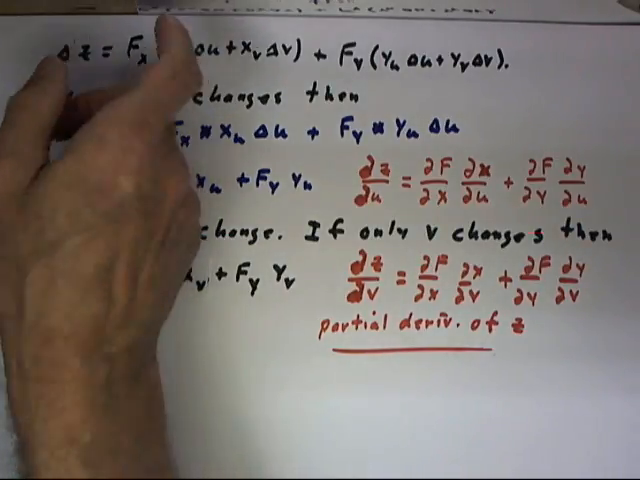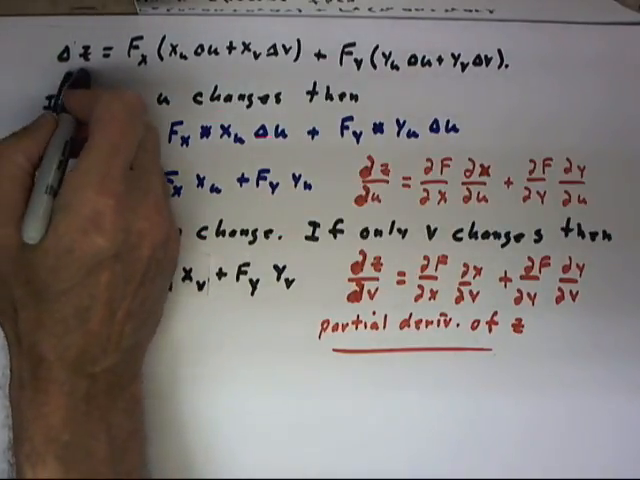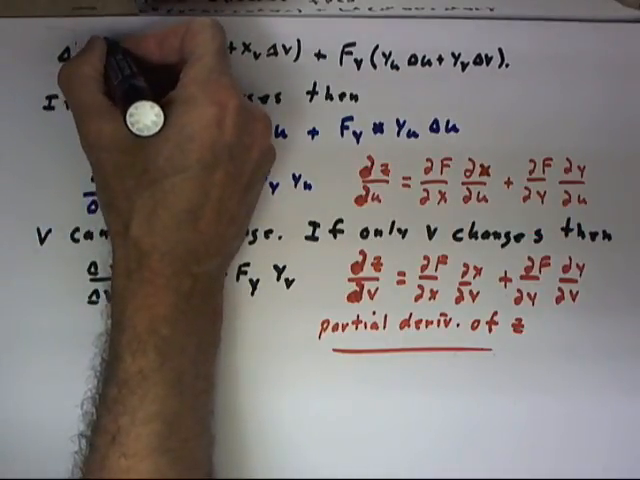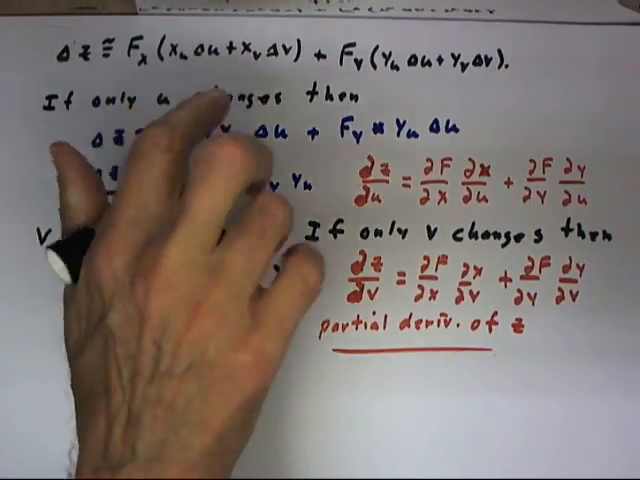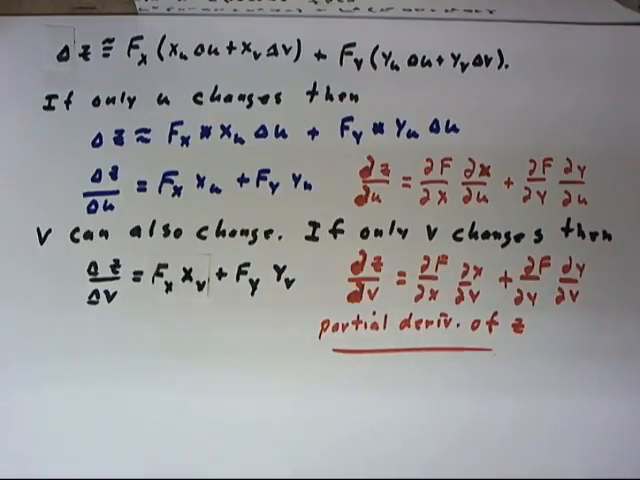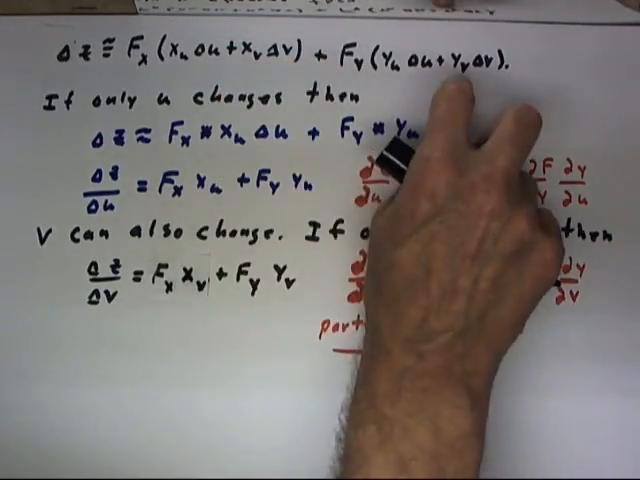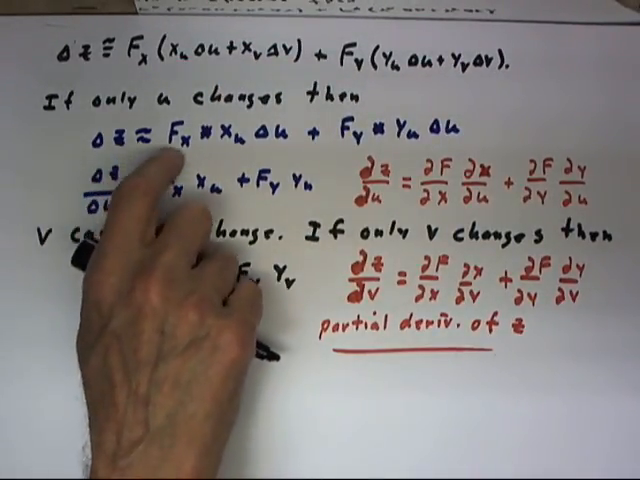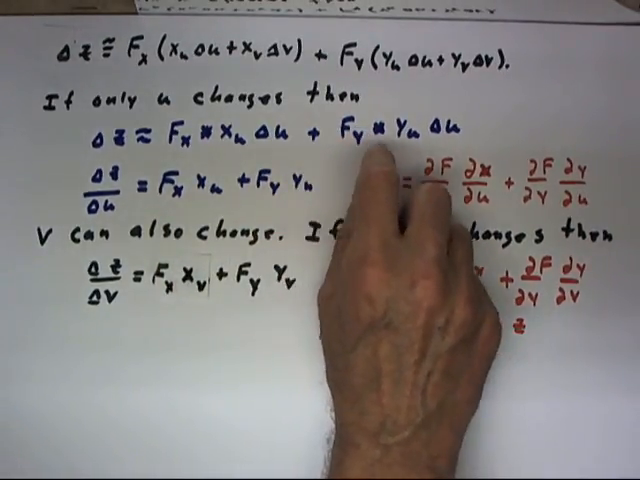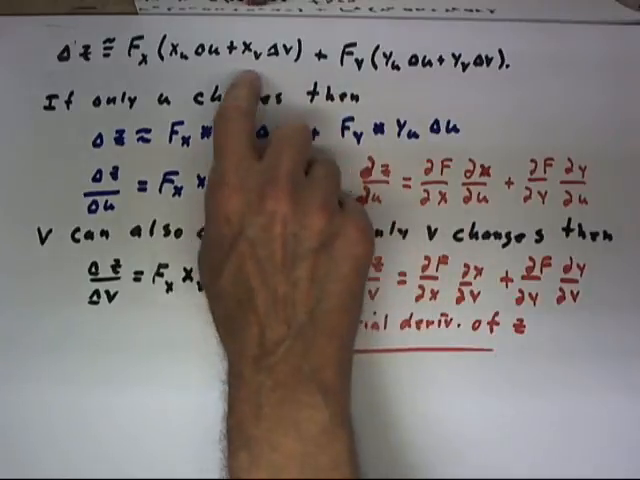In the preceding silent clip, I had this as dz, and it's really a delta z. Now, the delta z, the change in z, is going to be approximately equal to the x derivative times xu delta u plus xv delta v, etc., as we saw previously. If only u changes, then we don't have the delta v terms, and we see that delta z is approximately equal to fx times simply xu delta u plus fy times yu delta u. Only the delta u terms will apply.